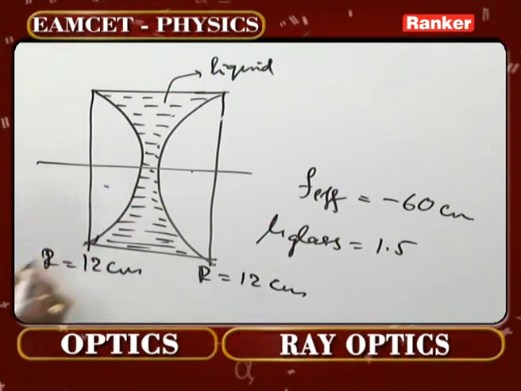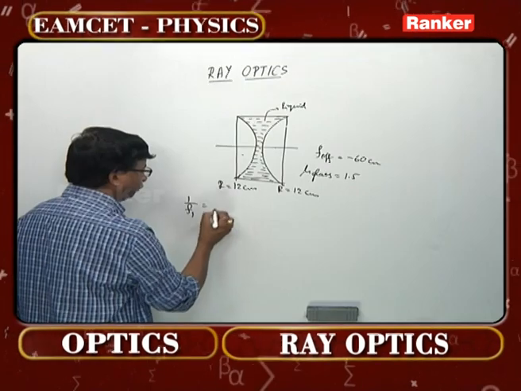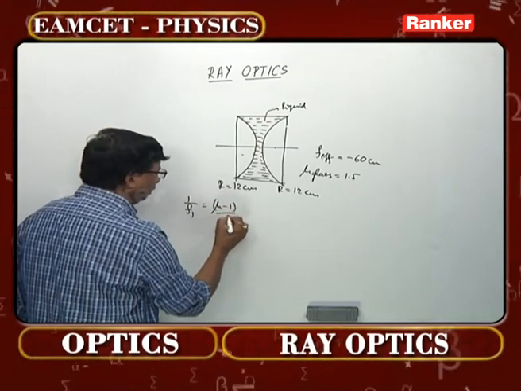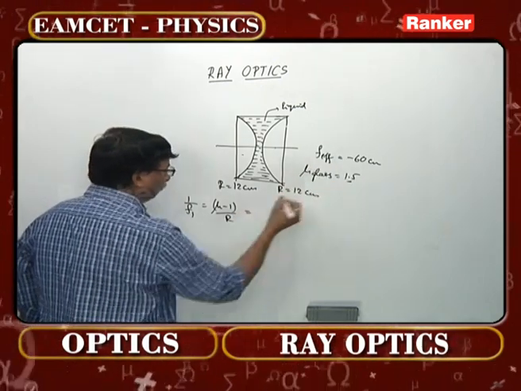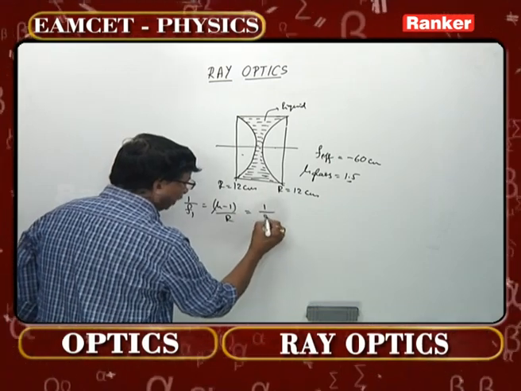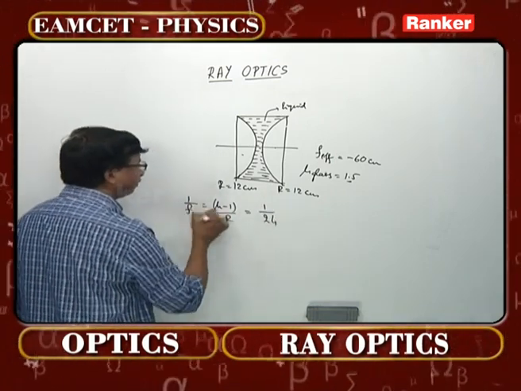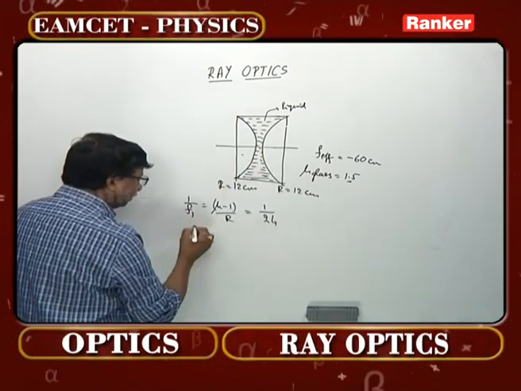Now tell what is its effective focal length. 1 by f1 for the plano-convex lens is mu minus 1 by r. All of us know mu is given as 1.5, minus 1, that is half, so 1 by 2 into 12, that is 1 by 24. This is the value of 1 by f of this first part. What is this other one, please?